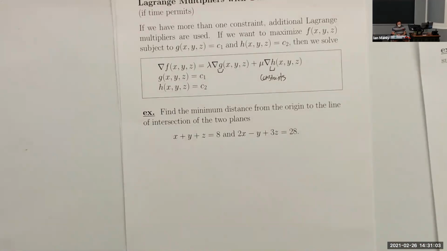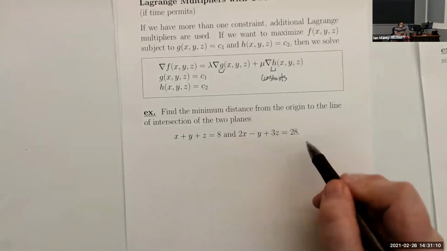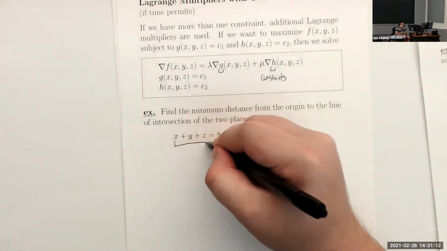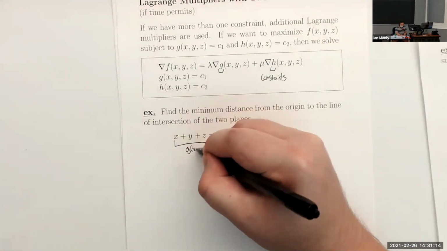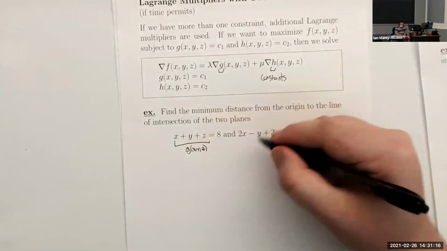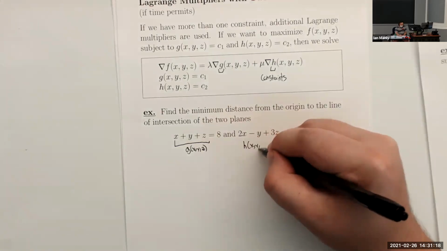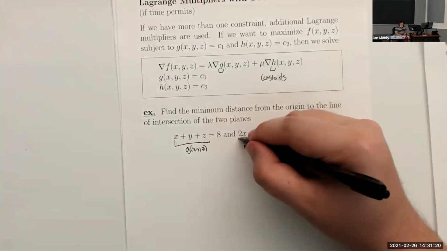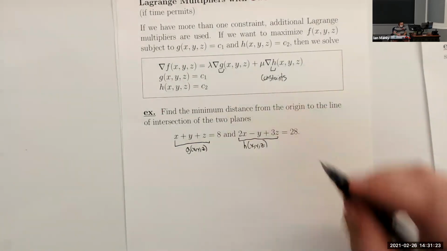So find the minimum distance from the origin to the line of intersection of the two planes, this right here and then this right here. This I'm going to refer to as G. And then this I'm going to refer to as H. Okay, now this is G and this is H.